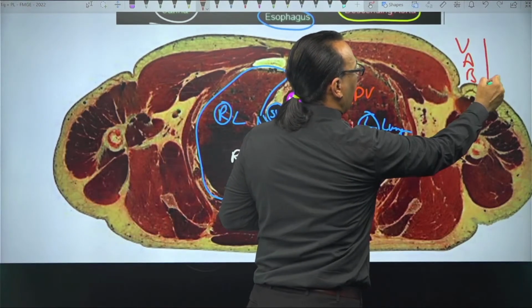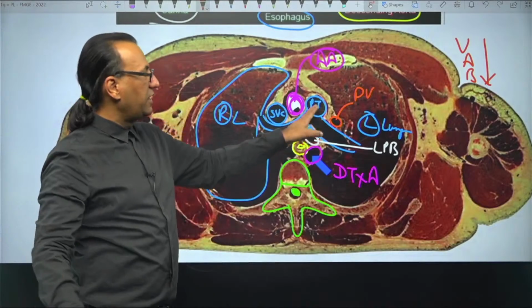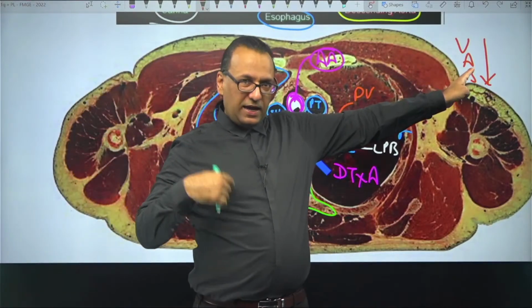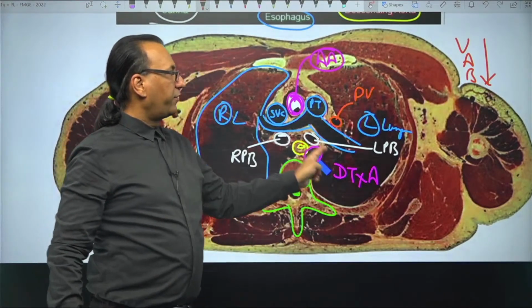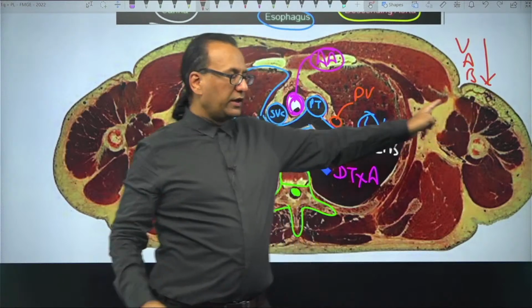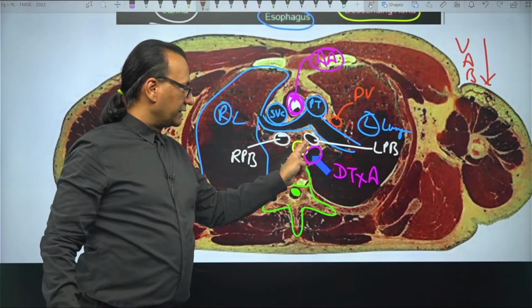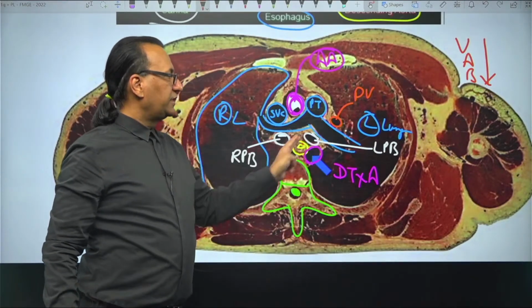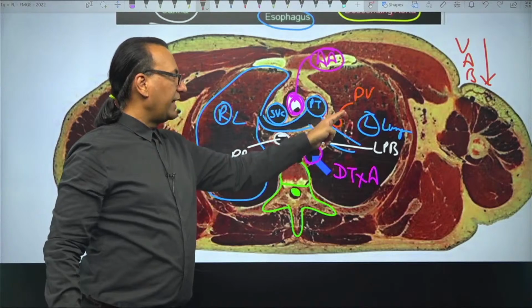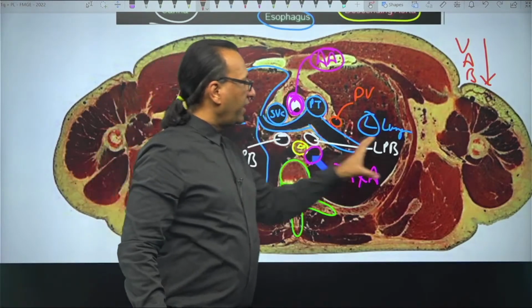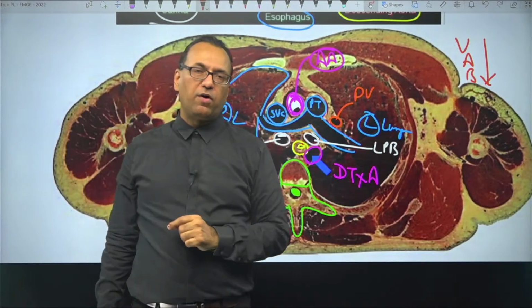VAB, anterior to posterior. V is the vein, pulmonary vein. A is the artery, pulmonary artery. And B is the bronchus. Like here it is the left principal bronchus. Anterior to posterior, the arrangement of the structures entering or leaving the hilum of lung.